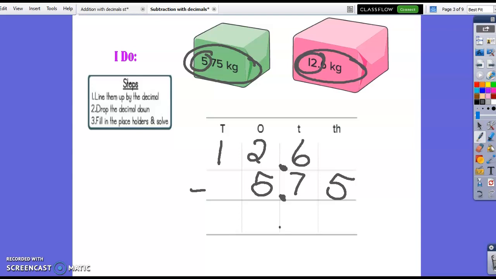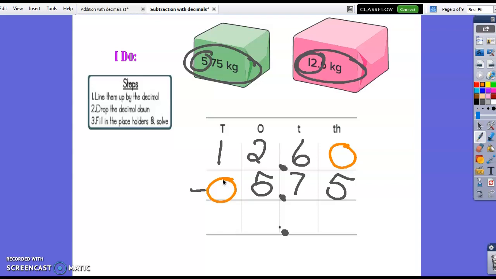I'm going to drop down my decimal to my answer. It just goes straight down. Same thing as yesterday. And then we're going to fill in our place value holder. So I'm going to switch my color up. I'm going to stick in zeros where there's holes. 0 there. 0 there. So now I can subtract.